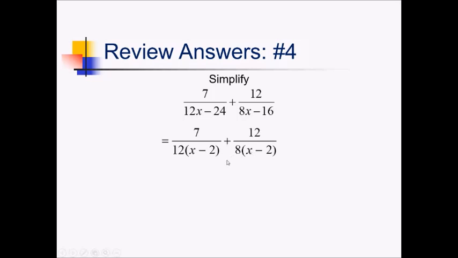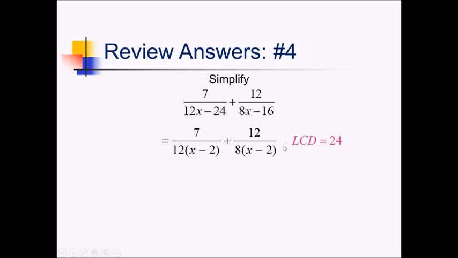So I'm looking for the smallest number that 12 and 8 both go into. Well, does 8 go into 12? Maybe we already have the LCD. It does not. The next multiple of 12 is 24, and 8 does go into 24. So it looks like 24 is going to be part of our LCD then.